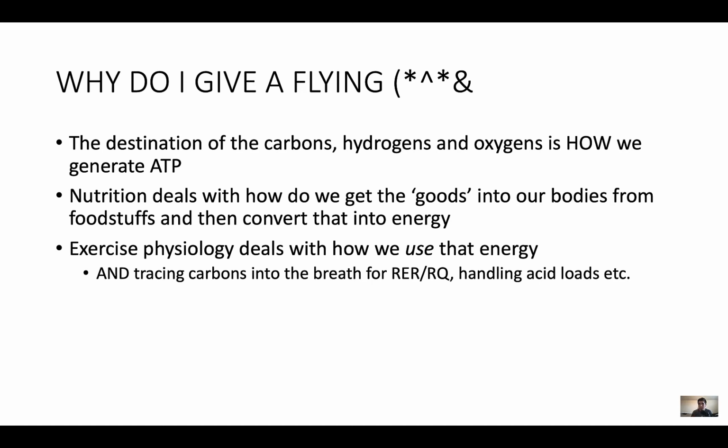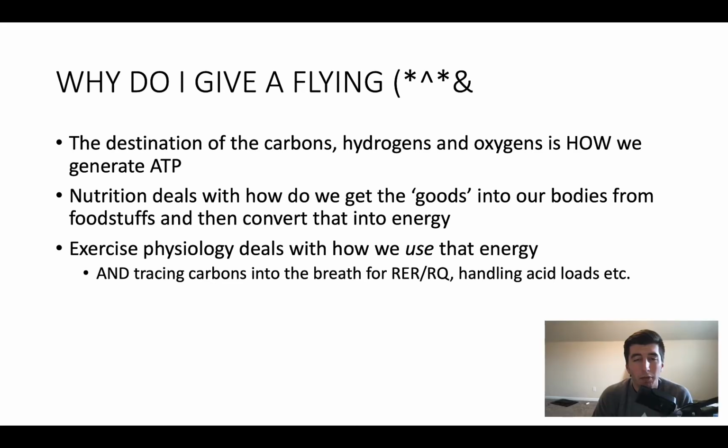Super, super important. In general, the big thing with nutrition is how are we getting that sustenance into our body? How do we get the goods into our body? How do we get the prequel into our body, right? How do we get those foodstuffs into our body to actually make energy?